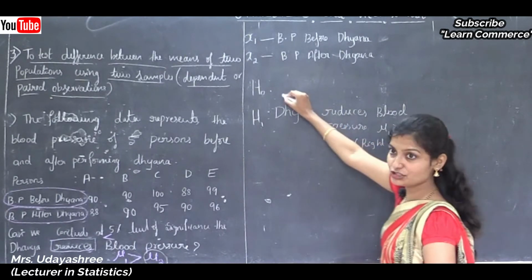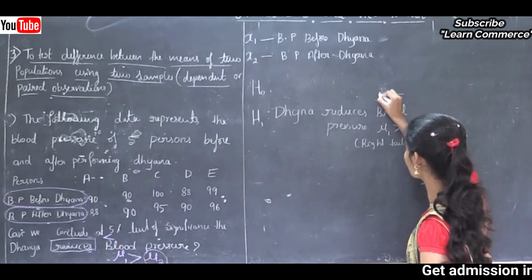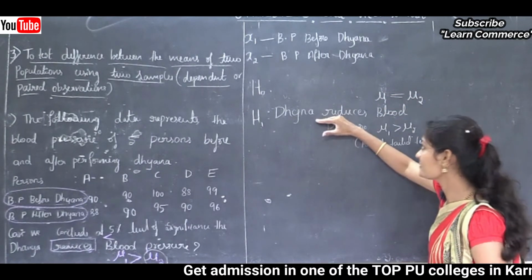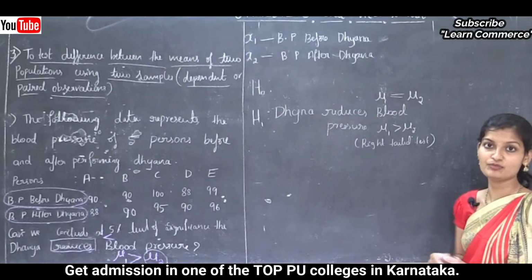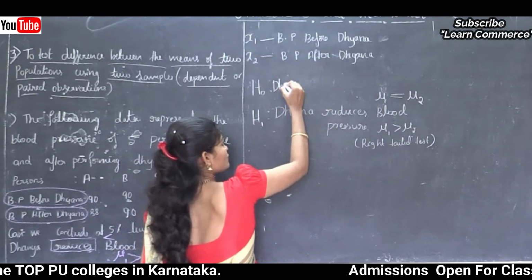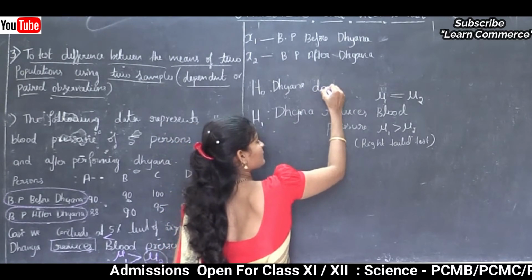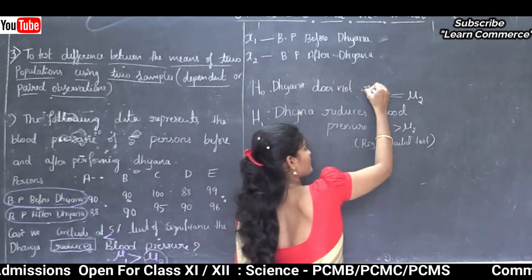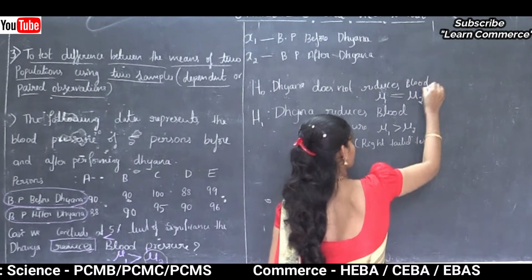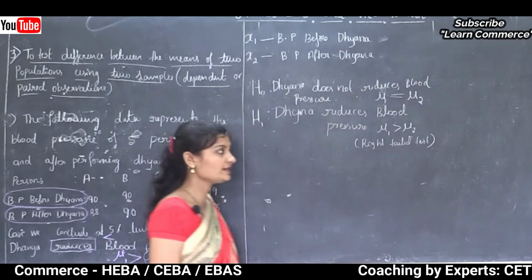And see, H naught is what? H naught, as we know, is always the equal to term, the equal to in the sense that is mu1 is equal to mu2. So, when it is equal, see, dhyana does not reduce blood pressure, then we can say mu1 is equal to mu2. So, here H naught is dhyana does not reduce blood pressure. That is mu1 is equal to mu2.